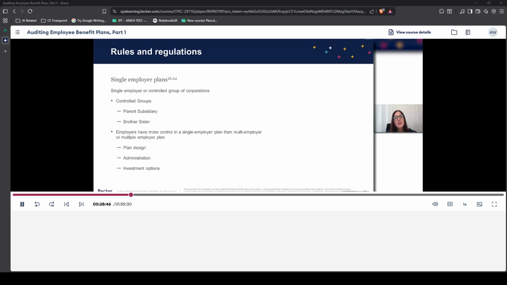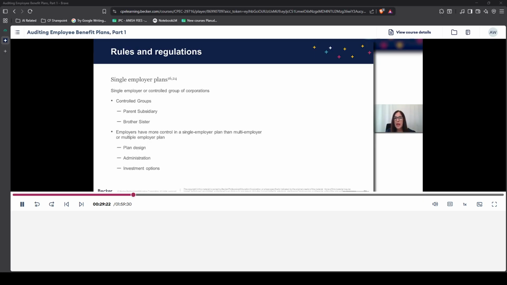You have, first of all, what's considered to be a single employer plan. And that's when you just have the one plan sponsor that is sponsoring and offering the plan to their employees. Now, a controlled group of corporations also meets a definition in accordance with ERISA to be a single employer plan. With your controlled groups, that would include your parent subsidiary relationships as well as brother sister. That would be in that definition of a controlled group.